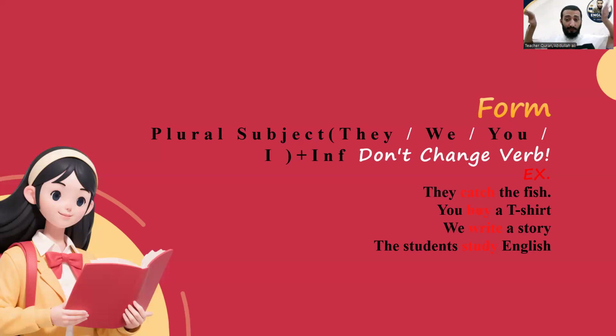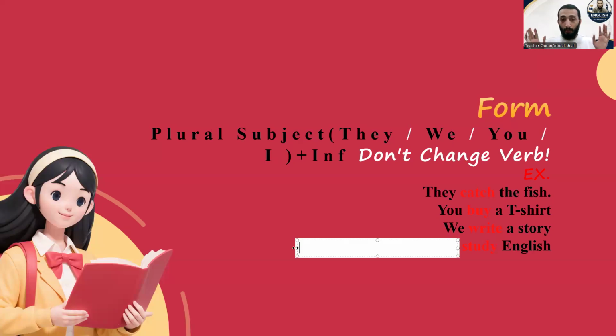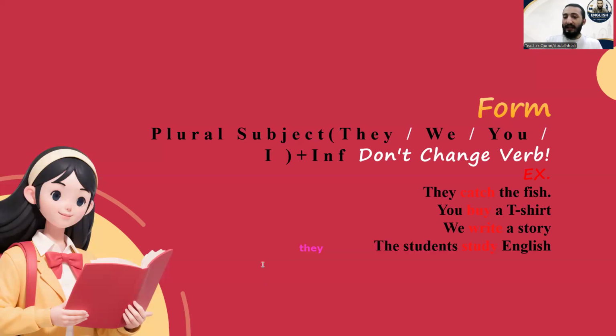The students study English. Some examples here are with pronouns and some without. The students is the plural subject; you can replace it with they. They study English. The students study English as well. So with the plural subject, we just add the verb in its basic form.